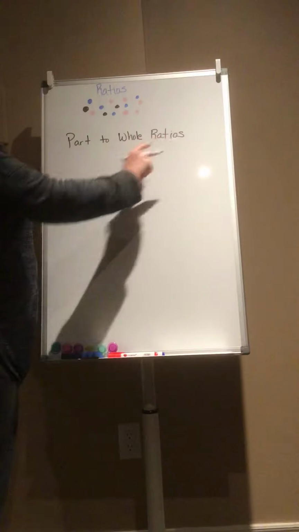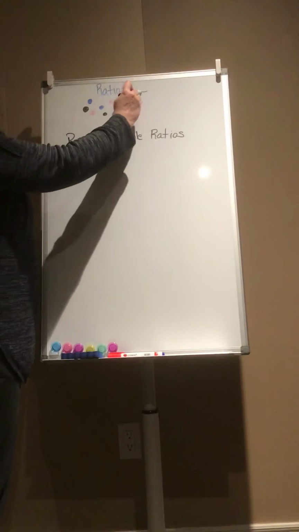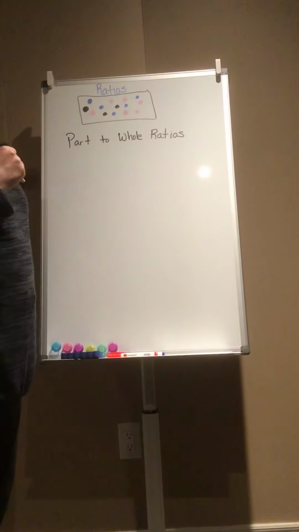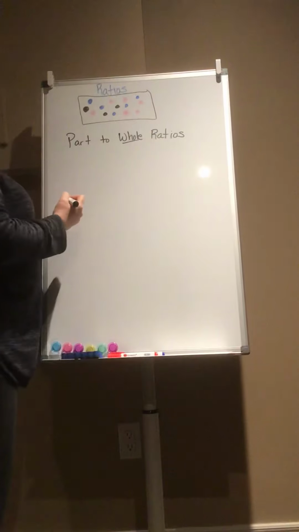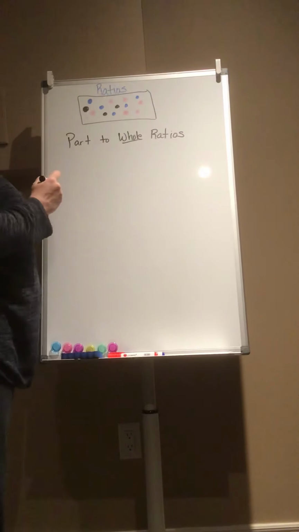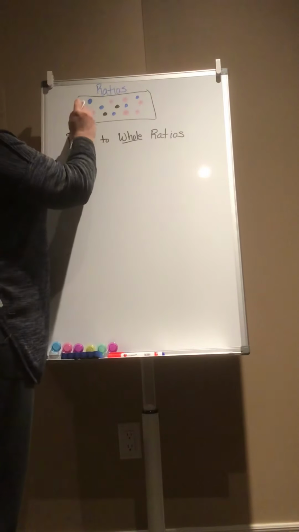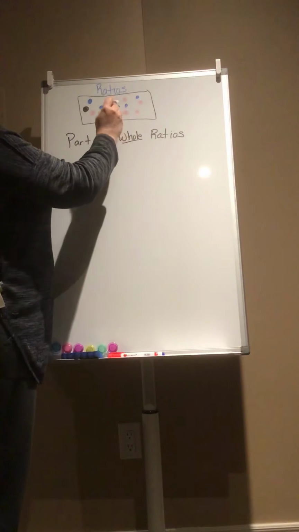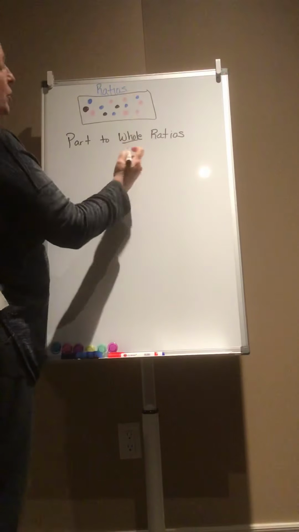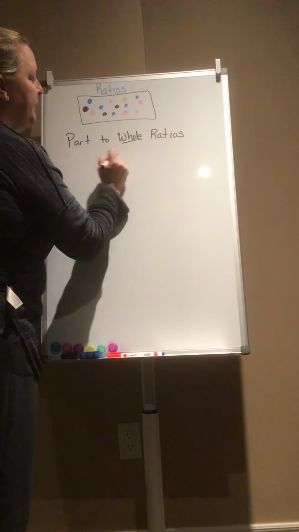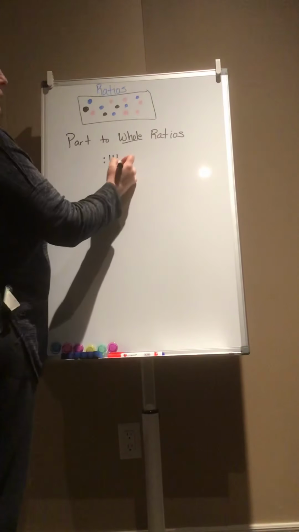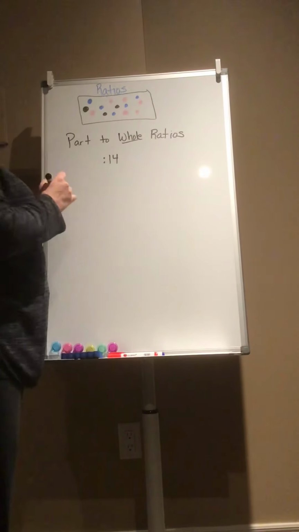So when we have part to whole ratios, if we look at this little diagram I drew up here, which is just a series of balls, if I'm talking about whole ratios, I want to know how many balls are in the container. So I can just count them up. 1, 2, 3, 4, 5, 6, 7, 8, 9, 10, 11, 12, 13, 14. So we have 14 in total. And because it's part to whole, the whole number goes second.